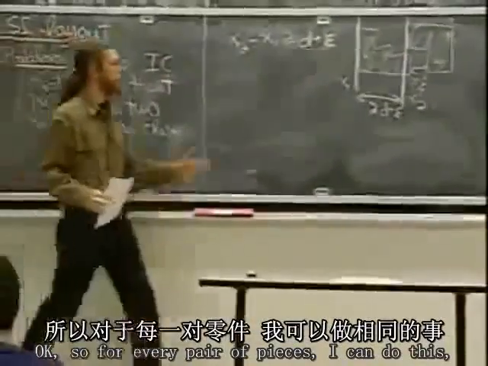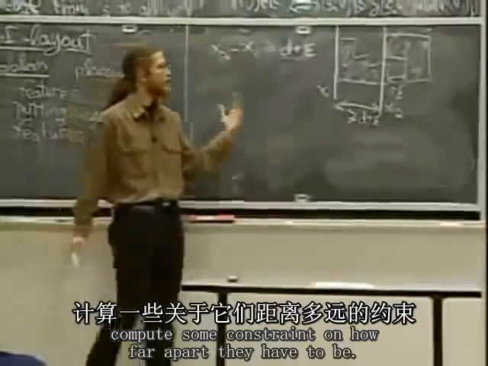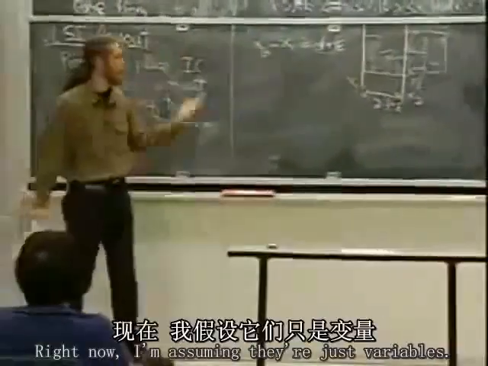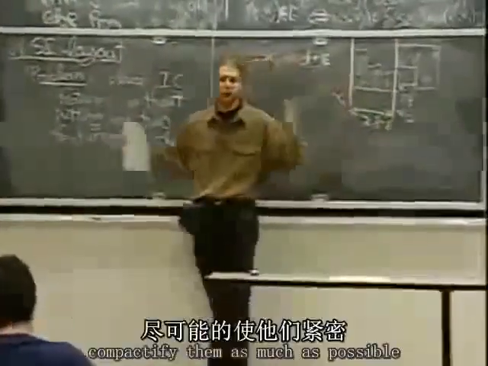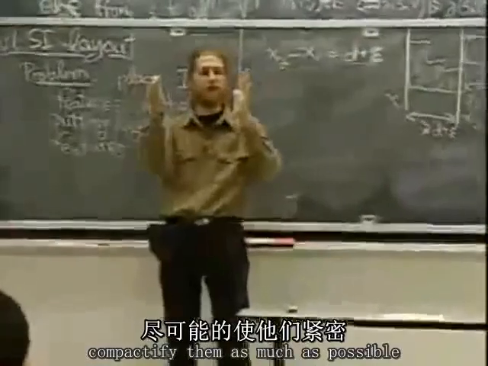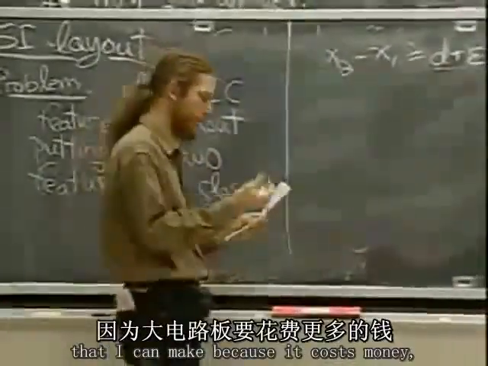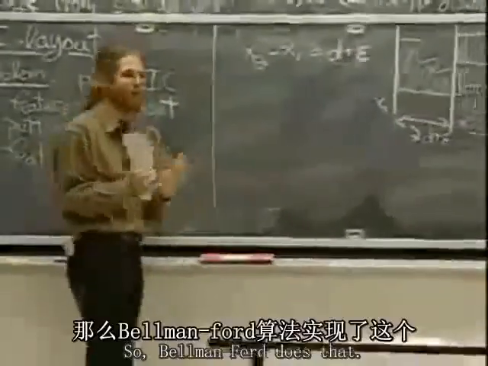Okay, so for every pair of pieces, I can do this, compute some constraint on how far apart they have to be. And now I'd like to assign these x-coordinates. Right now I'm assuming they're just variables. I want to slide these pieces around horizontally in order to compactify them as much as possible so they fit in the smallest chip that I can make. Because it costs money and time and power and everything. You always want your chips small.